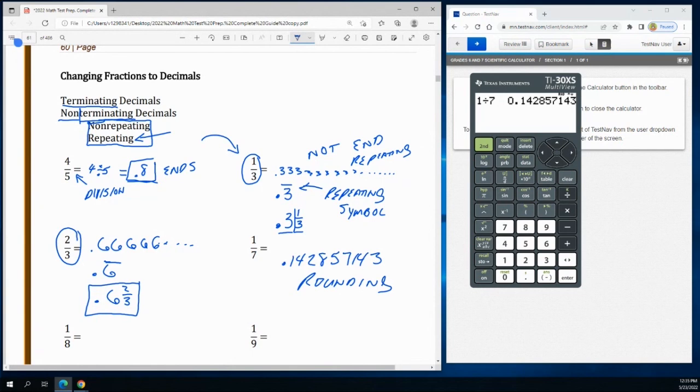So it's important that you do these with your calculator so that you can see what they are, and that you also have the vocabulary to go with it. Terminating decimals, non-terminating, and then distinctive. Non-repeating, or are they repeating?